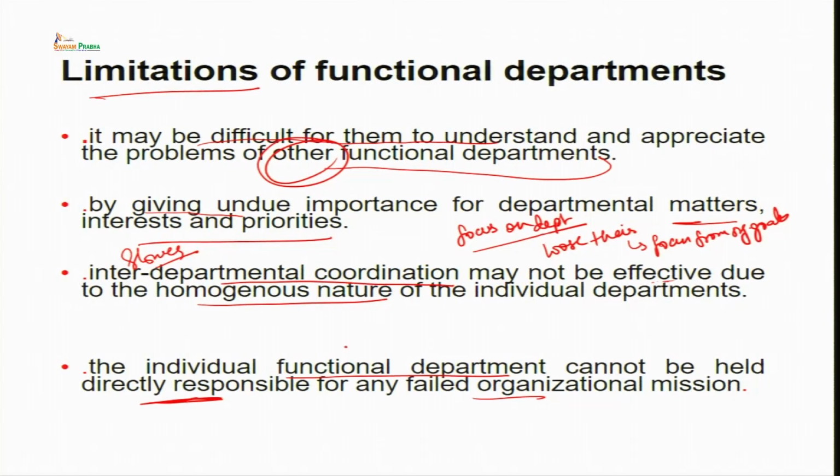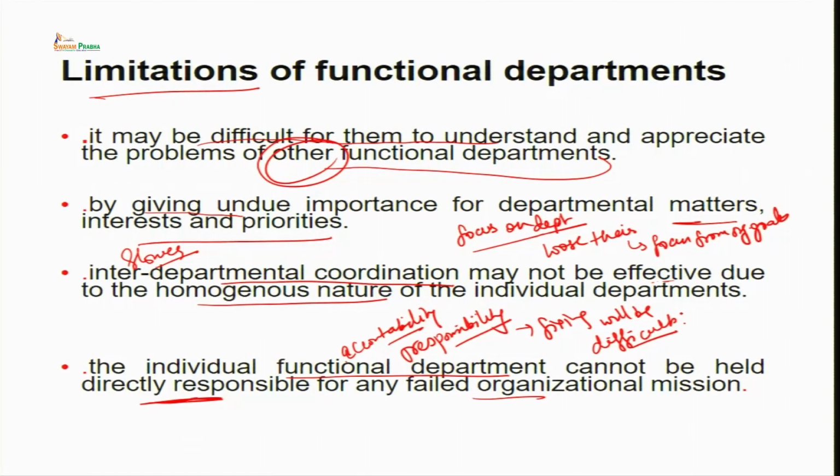So, thus the accountability and responsibility fixing will be difficult. So, these can be various limitations to functional departments. For instance, it is tough to decide whether a new product failed because of marketing factor or because of production factor.